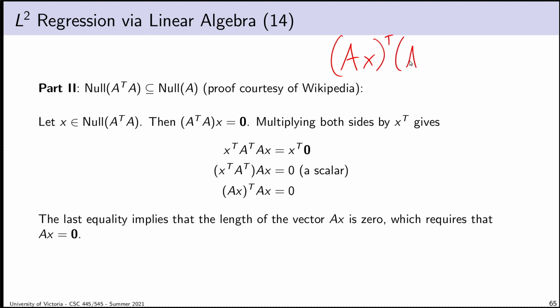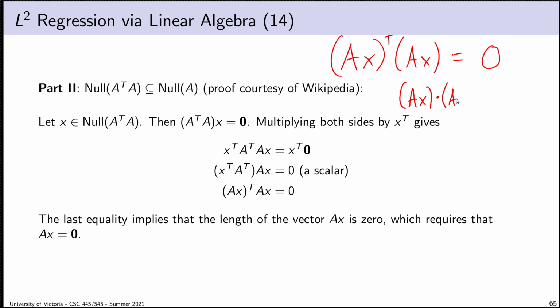So I've got this. And I have to ask myself, I guess philosophically, what exactly is A times x? So A times x is a vector, because x is a vector. In fact, it'll be a vector of n plus 1 elements. And A times x is, of course, also a vector over here. So what I have, in a sense, is a vector transpose times itself. In other words, I've got another dot product.